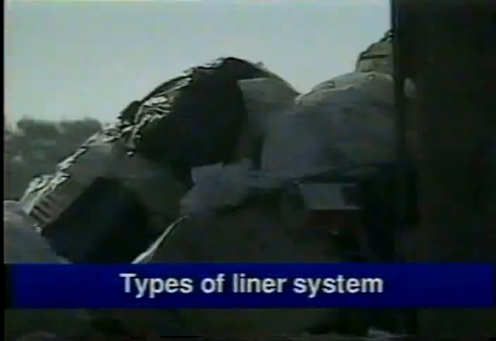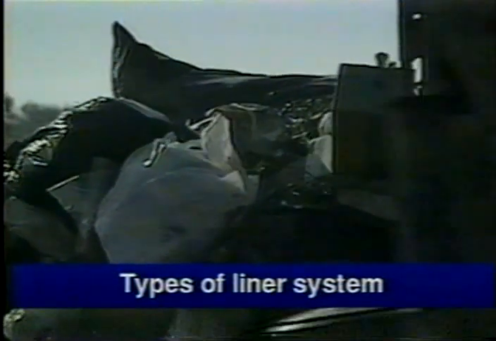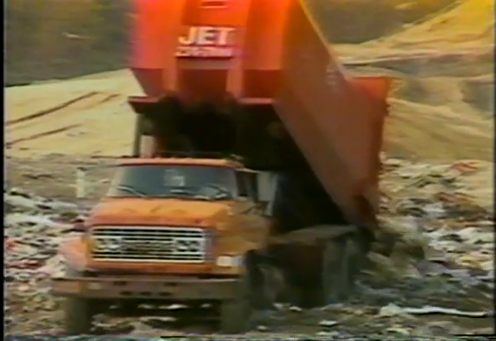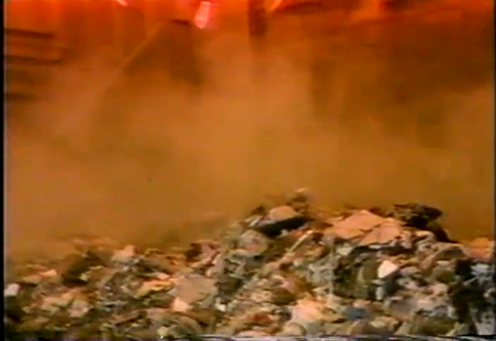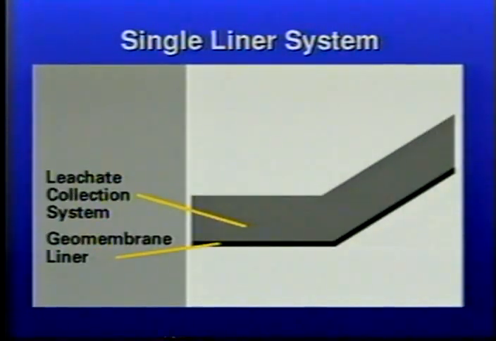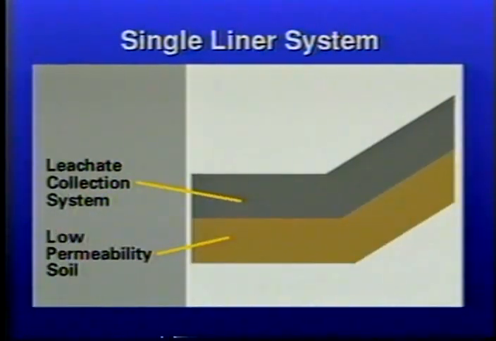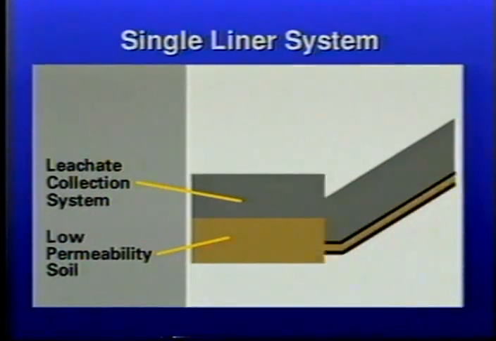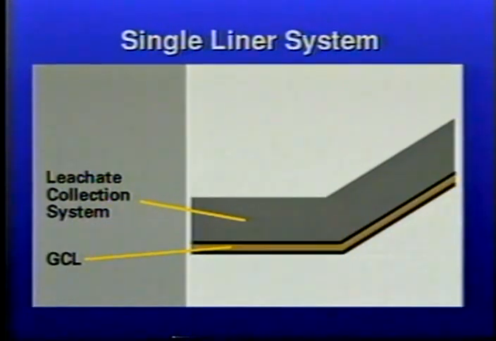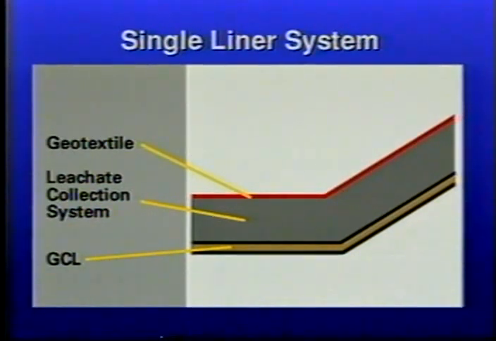The design and construction of the liner system will depend to a large extent on the kind of waste to be contained and prevailing regulations. Let's look at some different types of liner system. A single liner system includes just one liner and a leachate collection system above it. The single liner may be a geomembrane or a low permeability soil such as clay or a GCL. Gravel, sand, or a geonet may be used to drain away the leachate. If required, a geotextile filter can be used on top of the leakage collection system.